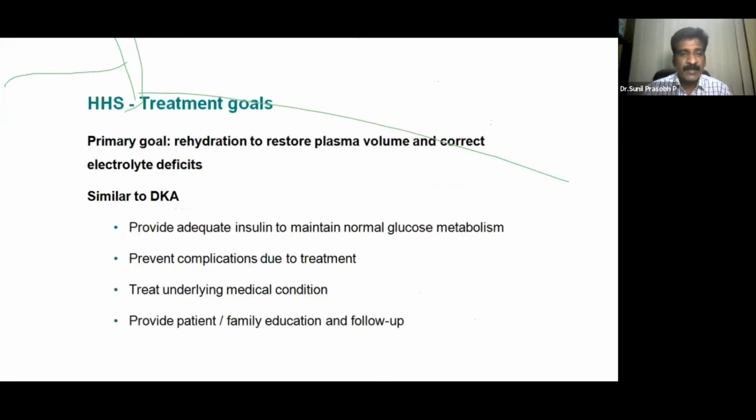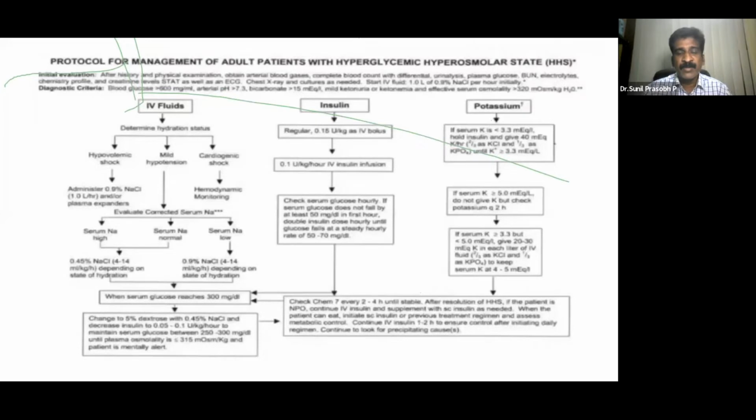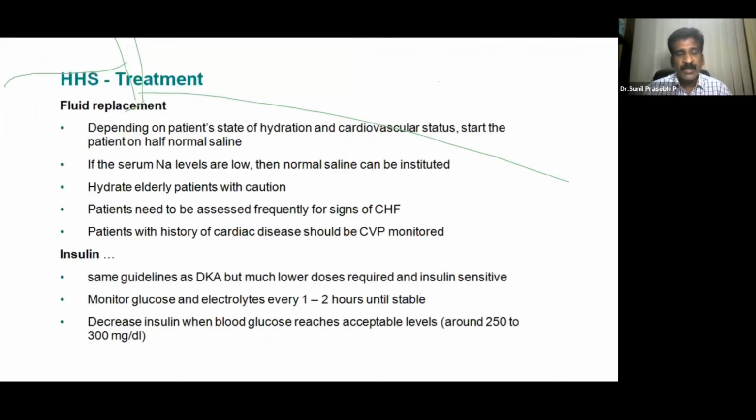So when it comes to the treatment, the primary goal is the rehydration to restore the plasma volume and correct the electrolyte deficit. The management is almost similar to the DKA management: the IV fluids, the insulin, and potassium. Now, when it comes to the replacement, depending on the patient's state of hydration and cardiovascular state, we can start either the normal saline or the half normal saline, depending upon the sodium concentration. We need to hydrate elderly patients with caution. We need to hydrate elderly patients with cardiac failure or CKD very, very cautiously. In such a group of patients, it should ideally be CVP monitored.